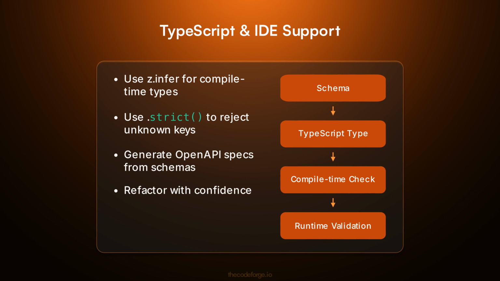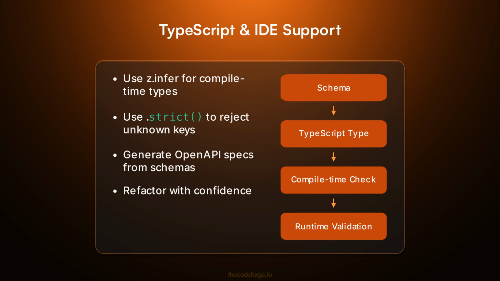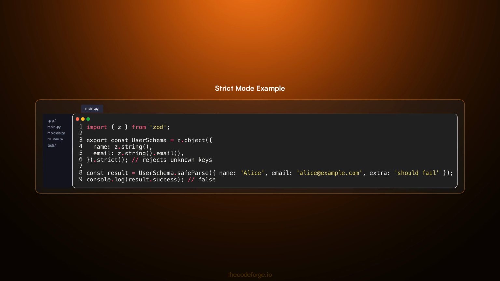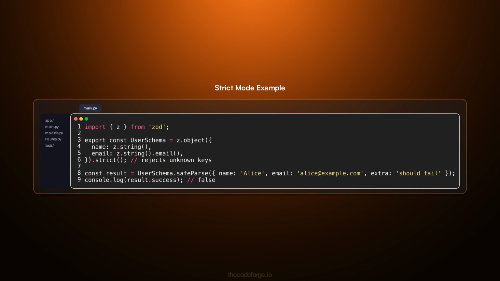Zod's type inference is its killer feature. Change the schema and TypeScript flags all usages. Use strict to reject unknown keys, preventing data leakage. With strict, any extra field like "extra" causes validation to fail. This prevents mass assignment attacks and accidental data leakage.